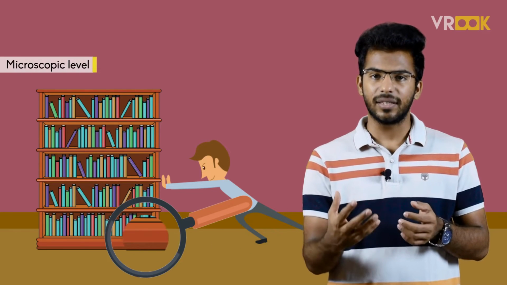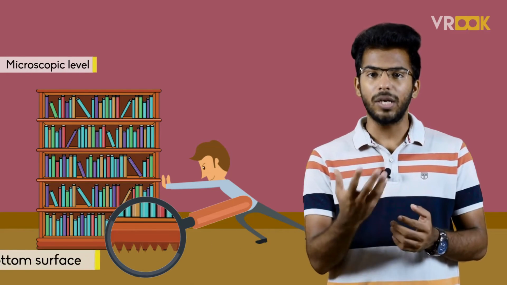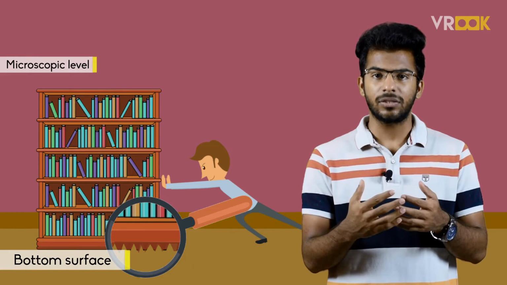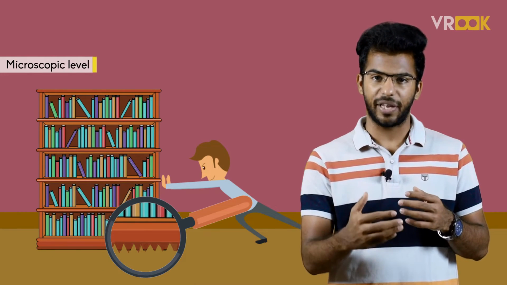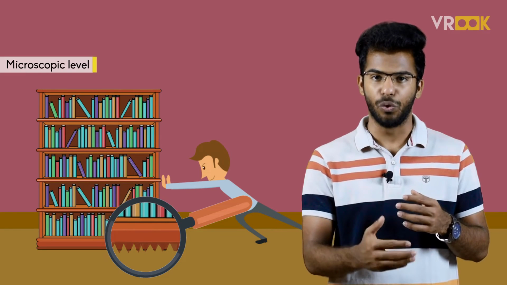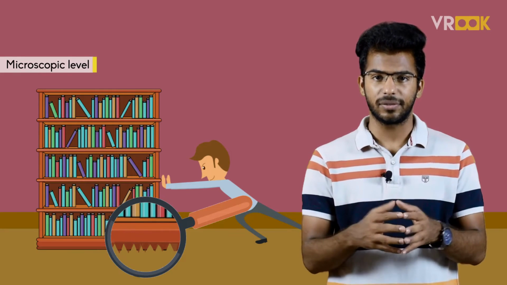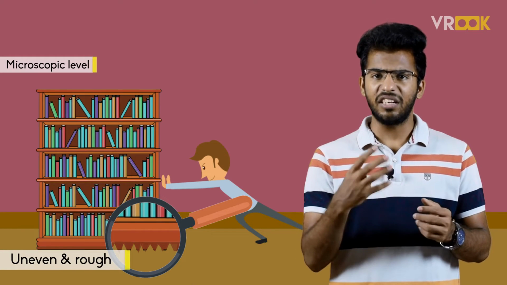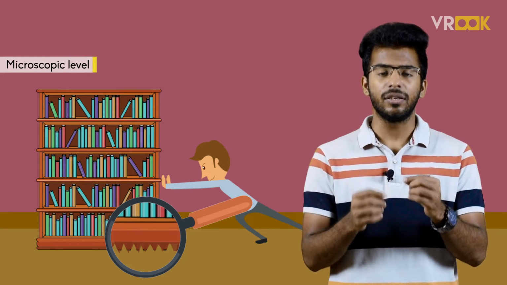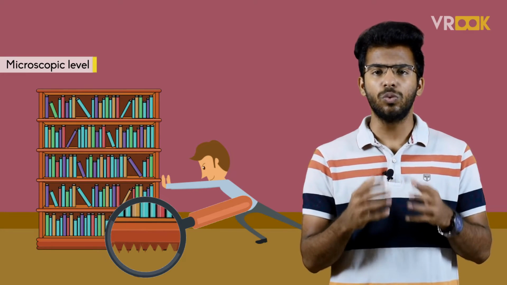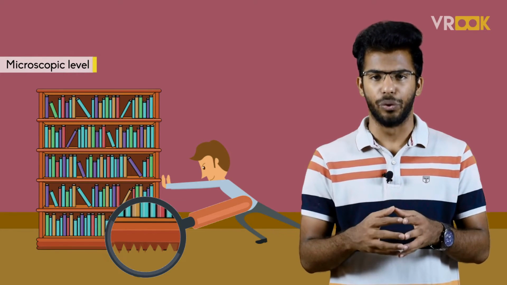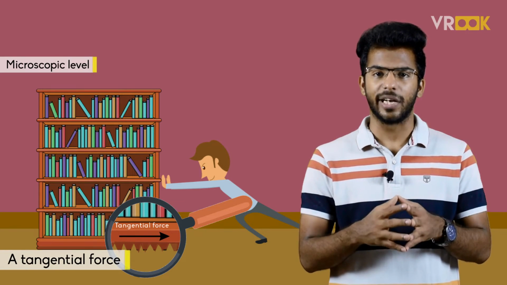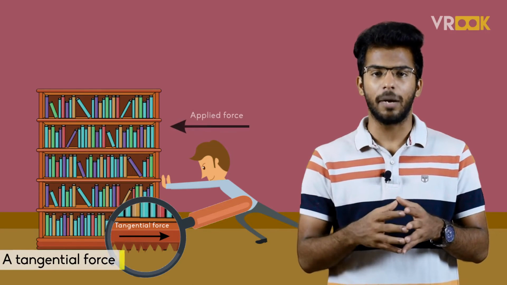To understand this, we need to look at the bottom surface of the shelf. It may look smooth to our eyes, but when you look at the actual surface which comes in contact with the floor, it will be like this. It will be uneven and has a lot of roughness. This uneven surface is the reason for the friction. There is no smooth movement of the shelf on the floor. There will be a tangential force on the object which will oppose the force applied.